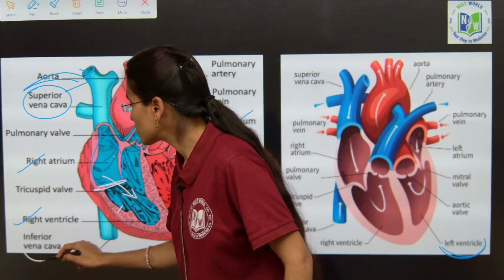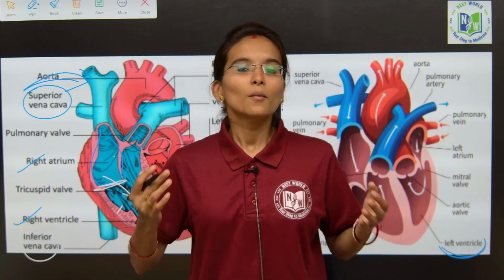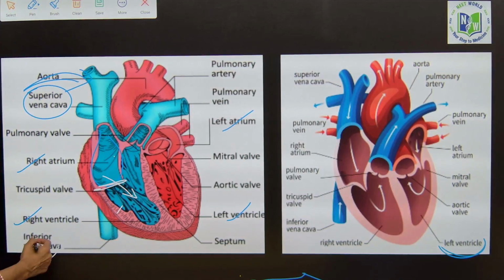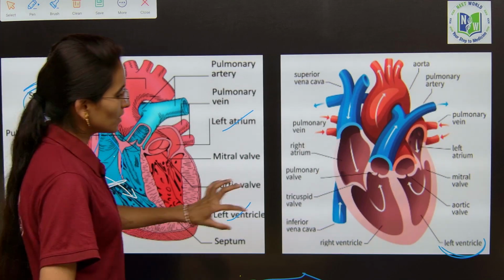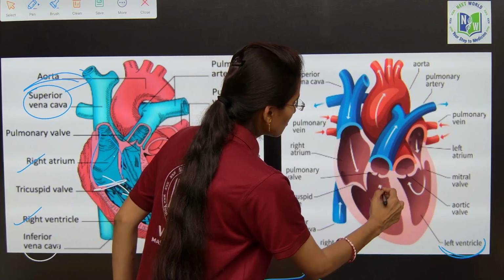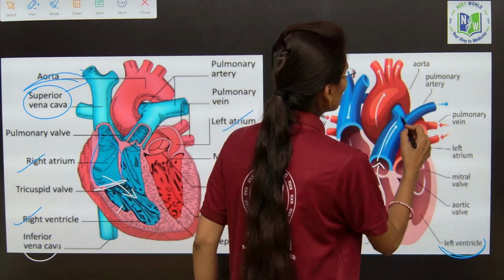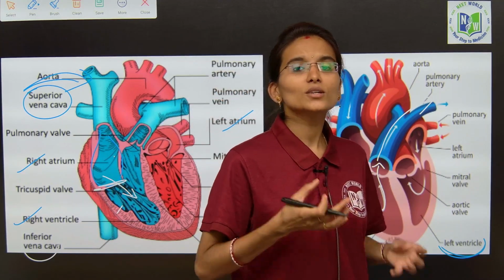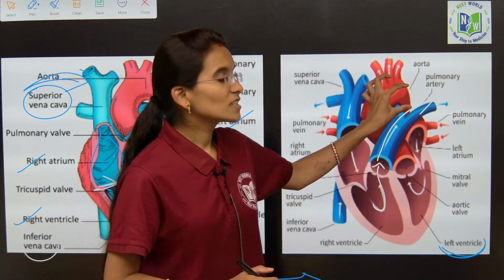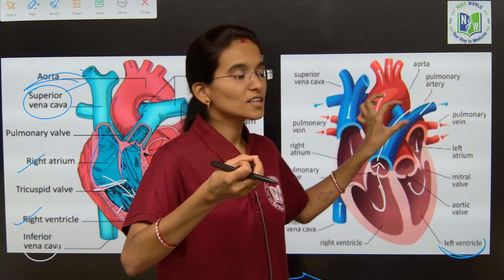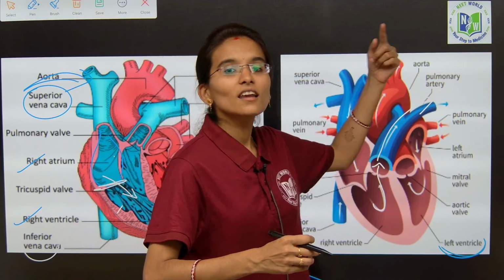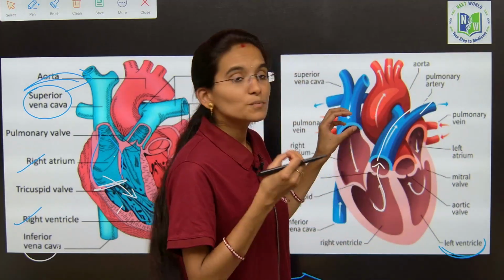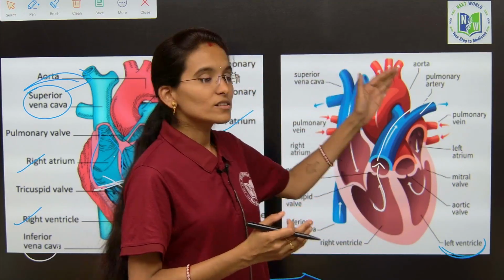Again, the inferior vena cava will receive the blood from the posterior portions of the body. From the inferior vena cava, the blood is going to enter into the pulmonary arteries. The pulmonary artery is the main artery which carries the deoxygenated blood from the heart to the lungs. Inside the lungs, the blood gets purified and becomes oxygenated.